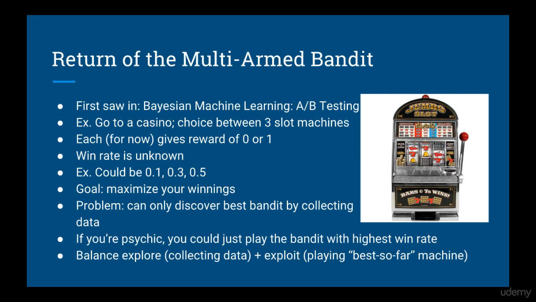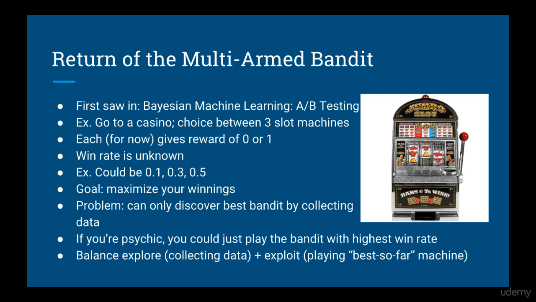Now, your goal at the casino is obviously to maximize your winnings. If you were psychic and you could determine using your psychic powers which machine had the highest win rate, you would play only that machine, and that's how you would maximize your winnings. But since you don't know the win rates and you need to estimate them by collecting data, that means you have to play each of the machines.